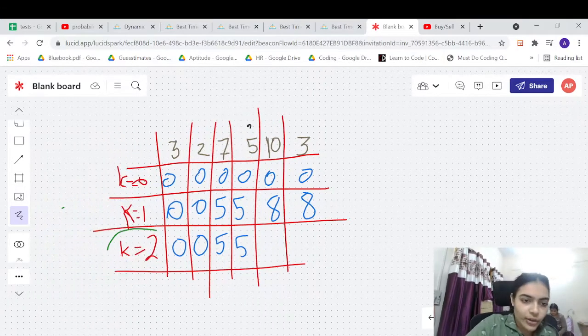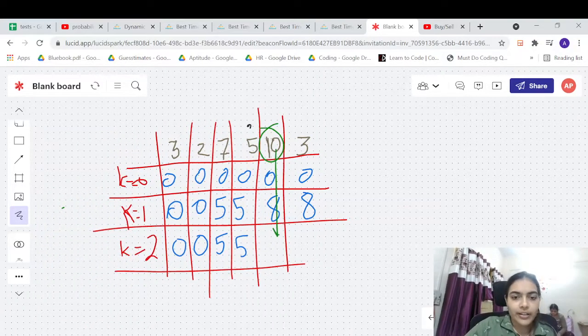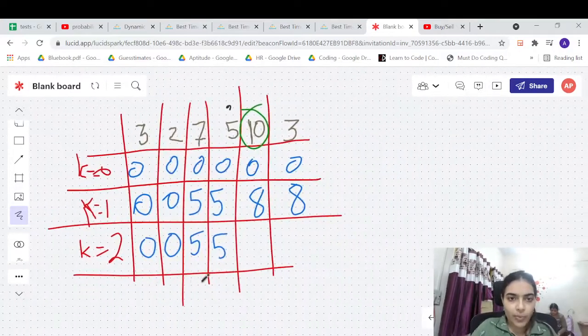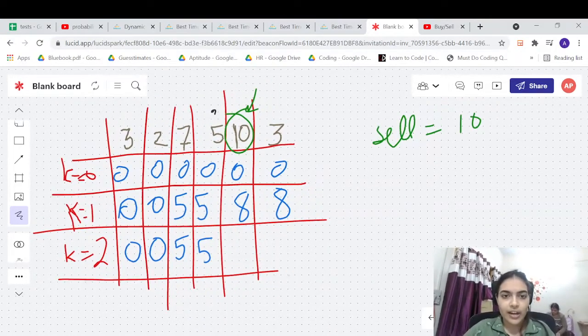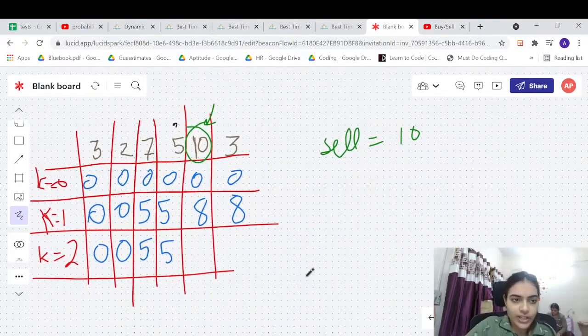In the next cell, you have k equal to 2 and you have this value. So you have to find out which is the best possible case. If you decide to sell on this day, you will definitely earn 10 rupees, because you are selling the stock for 10 rupees. Now you have 4 possibilities, so you will have to check all the possibilities. What is the first possibility?